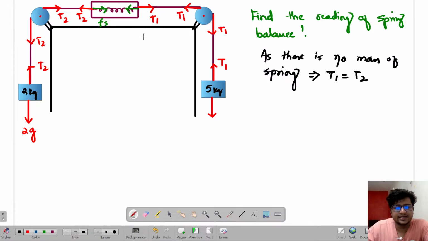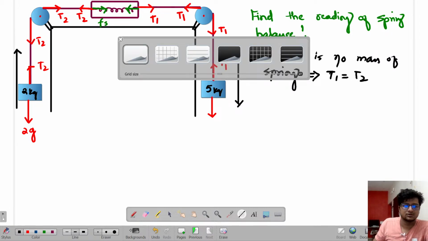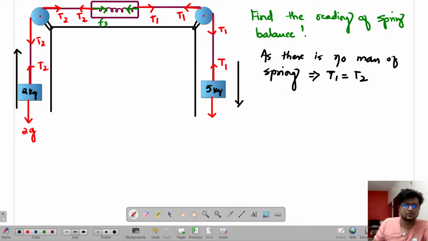Now, you got the clear idea or not? Now, which one is the heavier block, 5 kg or not? So the whole system will be pulled down along which direction? Along the direction of 5 kg. Are you able to get me? Clear?